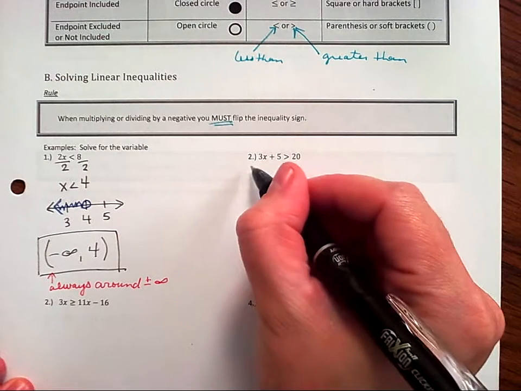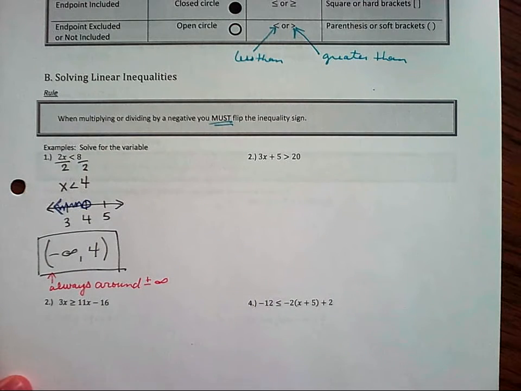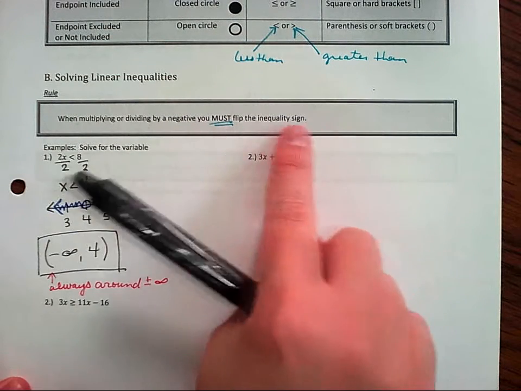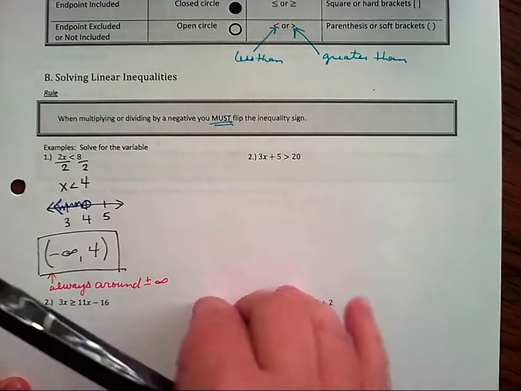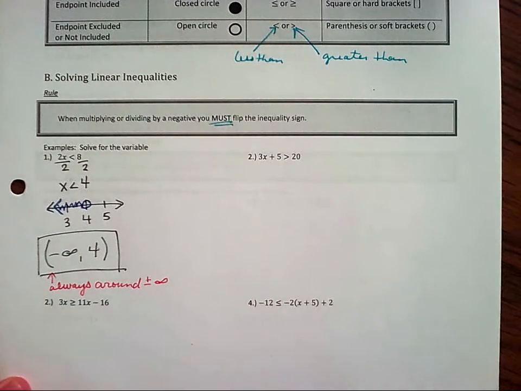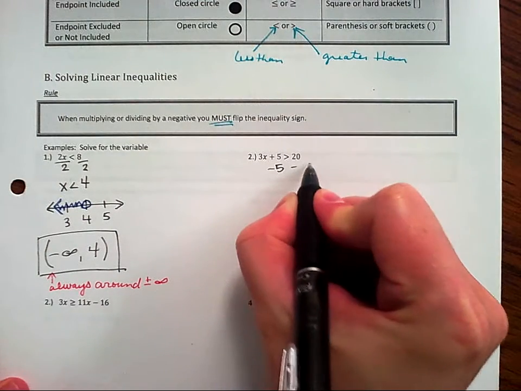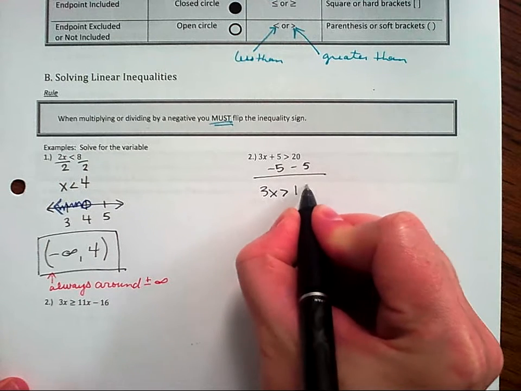All right, so number 2, 3x plus 5 is greater than 20. So when's the only time I switch? So the only difference is if I multiply or divide by a negative, I need to flip the inequality, okay? So that's what I'm thinking. I see it's an inequality, I see it's linear. So linear inequality, linear equation, I'm going to solve the exact same way. Okay, let's do it. So I'm going to subtract 5 from both sides. And I get 3x is greater than 15.